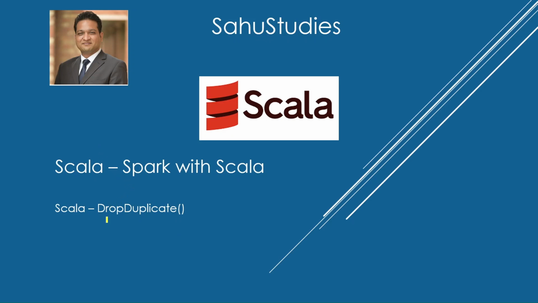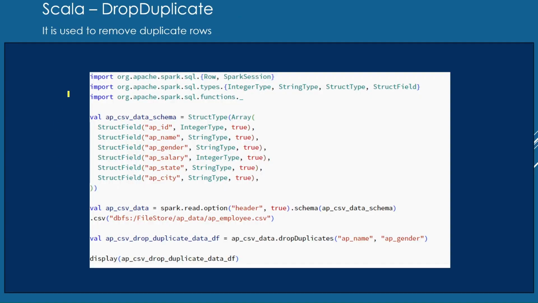In this video, we are going to see how drop duplicate function works in Scala. Why do we use drop duplicate? It is used to remove the duplicate rows from a data frame.